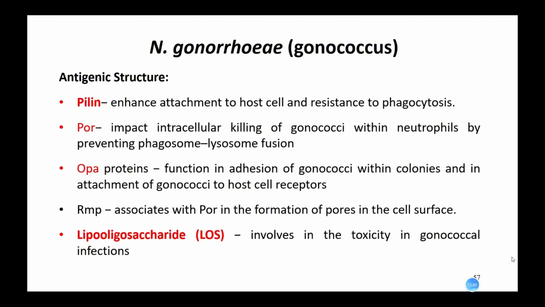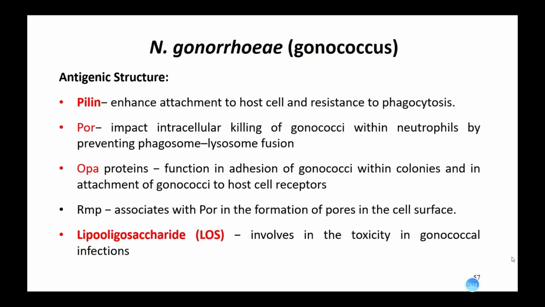The antigenic structure of this bacteria: it produces pili. And we know that pili are the major factor for attachment, or adherence, to the host cell, so that it is also resistant to phagocytosis. Another antigen you want to remember is the LOS. This sounds familiar, right? Lipo-oligosaccharide. We learned another term, LPS, right?